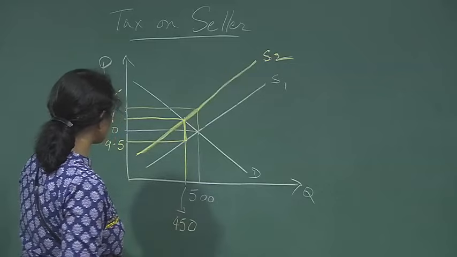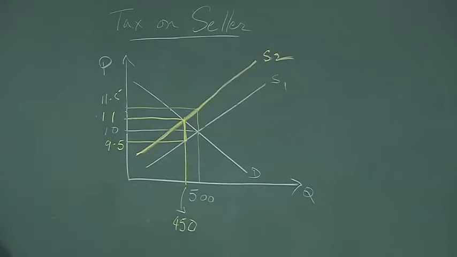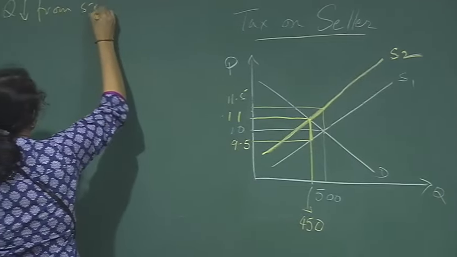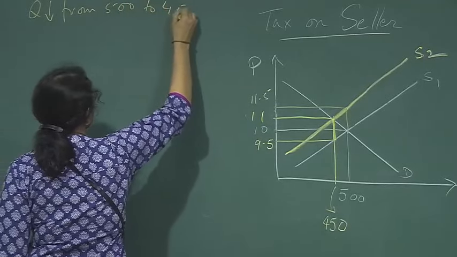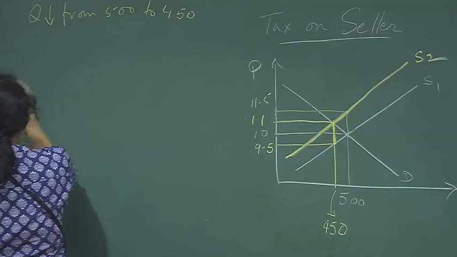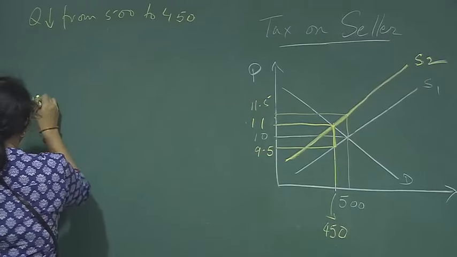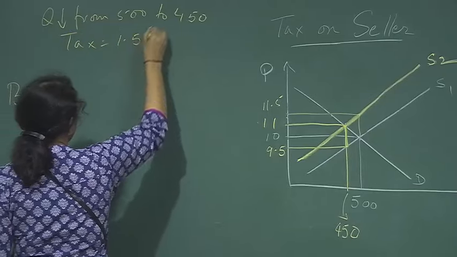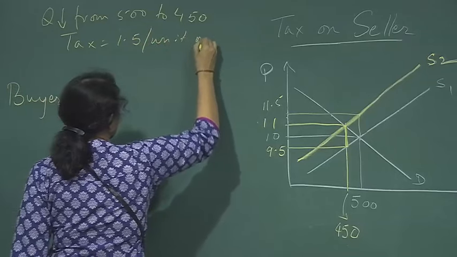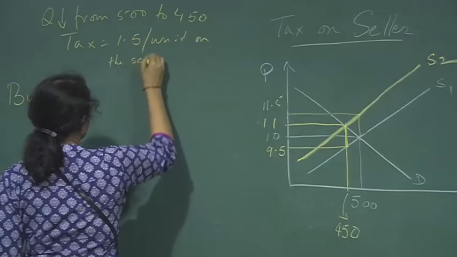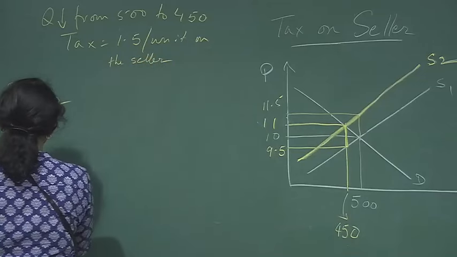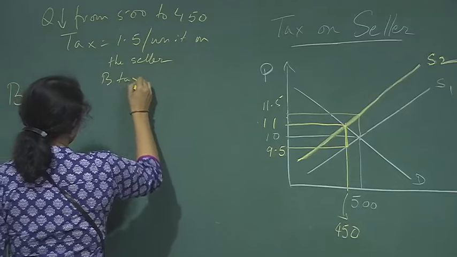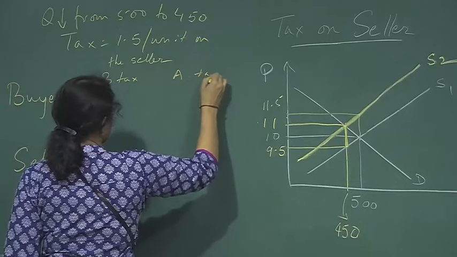So in this case also, what is happening? The quantity falls from 500 to 450, and the tax is 1.5 per unit on the seller. This is the buyer and the seller, before tax and after tax.